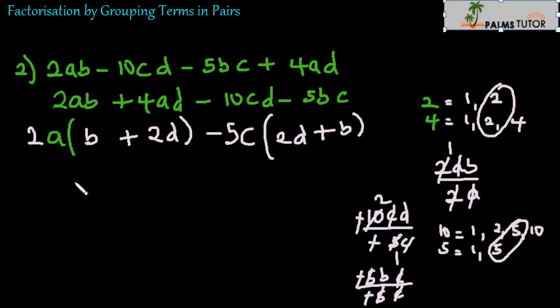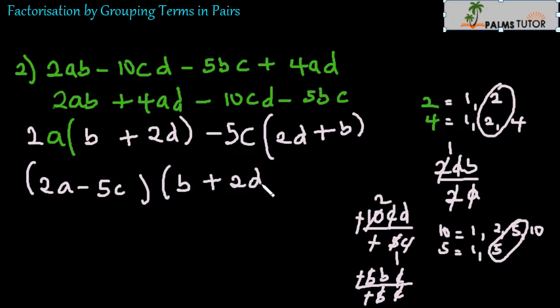So we put our two factors together. I have 2A minus 5C. And since these two are the same, B plus 2D and 2D plus B is actually the same. So we can write it as B plus 2D. And that's your final answer for this factorization. How to verify? If you expand this bracket, you are going to get this expression back.